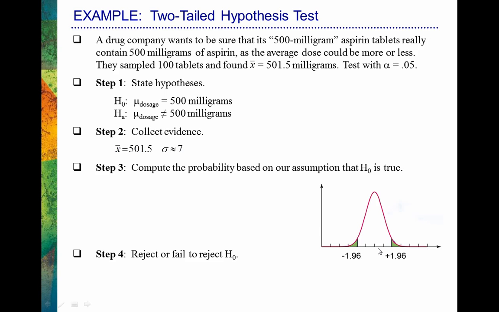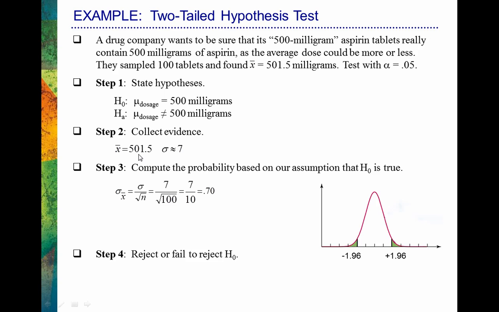Is it the type of mean that is pretty common to be found just by chance? Or is it the type of mean that's very unlikely to be found by chance? Because this value is greater than 500, we can see it's going to be on this side somewhere of the distribution. We just don't know if it's in the critical region or not. The only way we can figure out exactly where it goes is to transform that sample mean into a z-score.